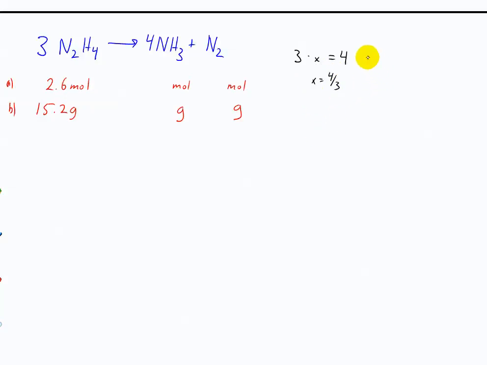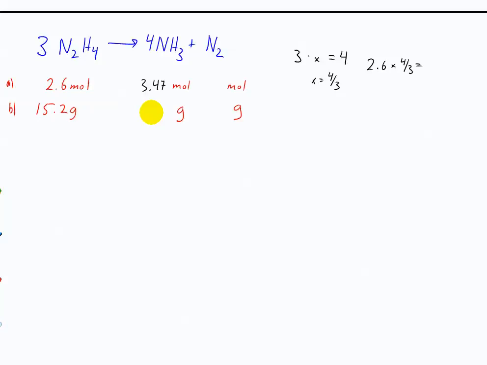So 2.6 times 4/3. Anybody want to punch that one out? All right, so we'll say 3.47 moles. Now with these, you should always check to see if it's actually reasonable. Right? You know the ratio has to be the same. So it's 3 to 4. So if we start with a little less than 3, we should end up with a little less than 4. And that's right. Okay, so if you got some other number that was not in that same kind of range, you should look at it and say, I'm not sure if that's right. I'm going to do that again.